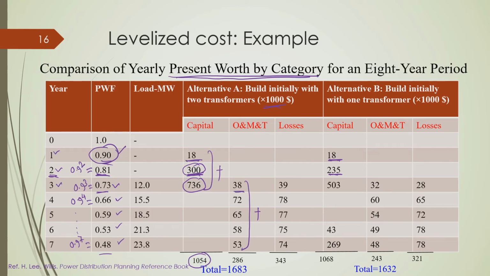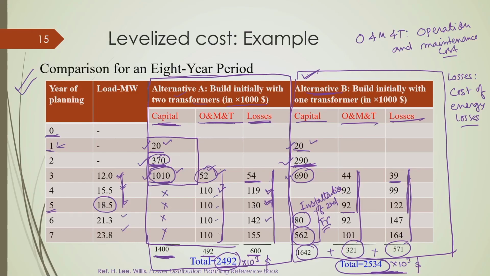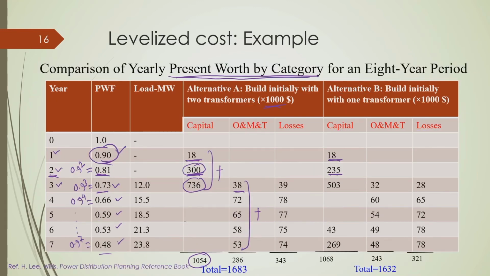It is actually 38,000, but here we have shown as 38. So, if you add up all these cost components, in fact, you can verify here. Here you can see operation and maintenance costs are the same over different years, year 4 to year 5, year 6 and year 7. But when you multiply it with different present worth factors, they become different. They become 72, 65, 58 and 53, because you have different present worth factor values.